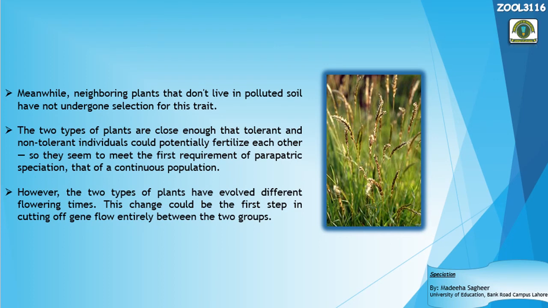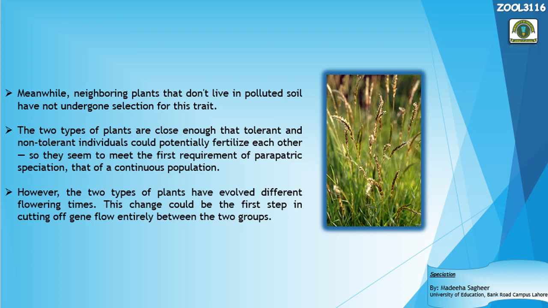Meanwhile, neighboring plants that don't live in polluted soil have not undergone selection for this trait. The plants in the polluted soil have undergone natural selection for tolerance to heavy metals, and the plants in unpolluted soil will not undergo this selection, because they are not subjected to the contamination. The two types of plants are close enough that tolerant and non-tolerant individuals could potentially fertilize each other.